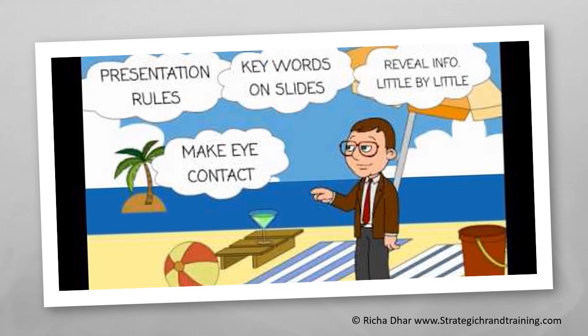So in short, remember the presentation rules. On the slides, only the keywords, reveal information little by little. You would have seen me using animation. Every bullet point comes one point at a time. And the reason for that is, if you put a lot of information on the slide at one go, people will be focused on reading. And it's proven scientifically through experimentation that people can't read and listen at the same time.